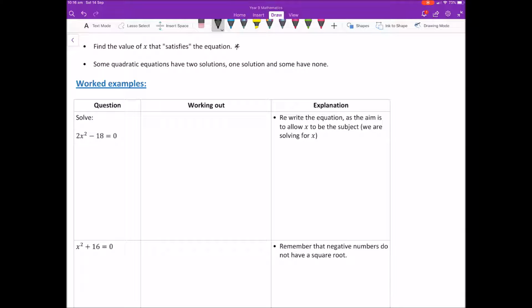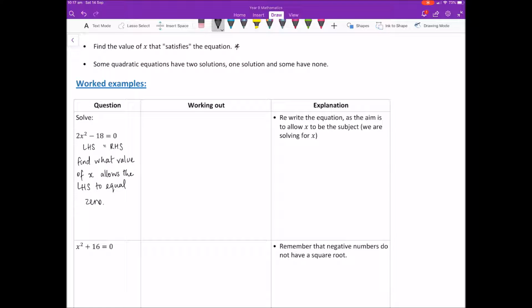So coming back to the point where I said that we need to find the value of x that satisfies the equation, if we take a look at the first example where we're told 2x squared minus 18 equals 0, what we're trying to prove here is that the left-hand side must equal the right-hand side. So we need to find what value of x allows the left-hand side to equal 0. So let's go ahead and solve this.